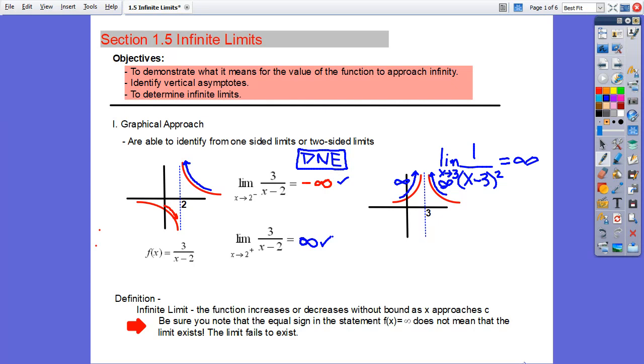You can see that definition at the bottom: an infinite limit is where a function increases or decreases without bound. It goes on and on forever, as x approaches some c value, like 2 and 3 in the two examples that we did. But again, keep in mind the equal sign does not mean that the limit exists. The limit actually fails to exist in both of these instances.